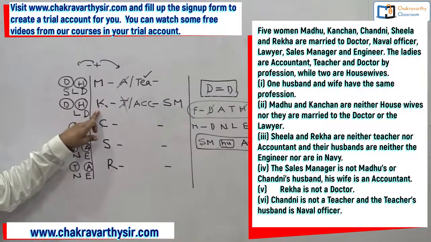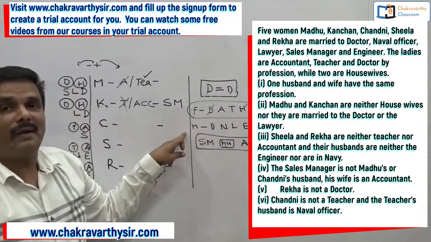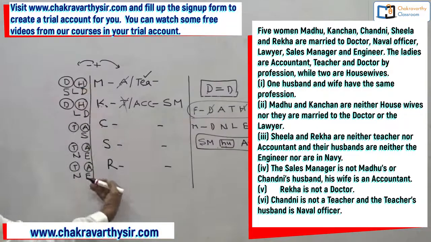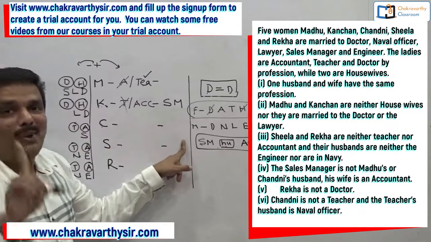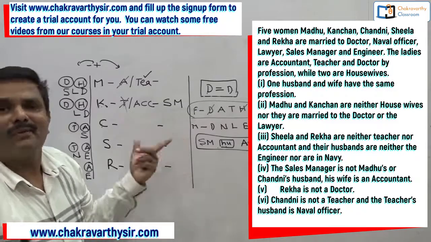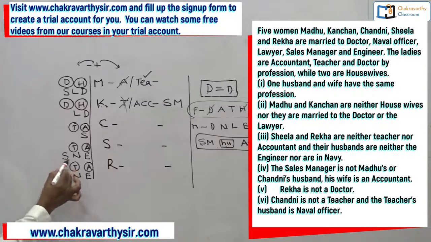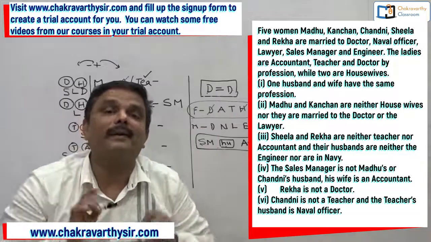So Kanchan's husband is salesman. How many salesmen are there in the given data? Only one. That means for the remaining ladies, the husband's profession should not be salesman. Very simple one. So here for this lady, the husband is not a salesman. Here also not a salesman. This is how you need to crack the data.